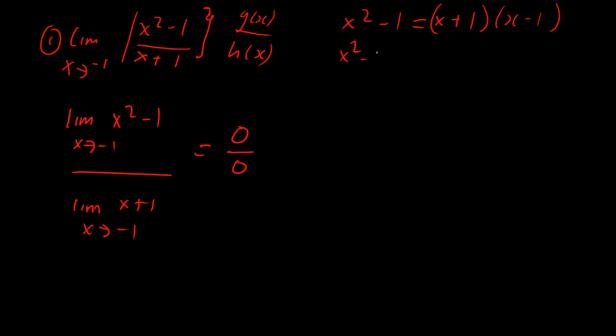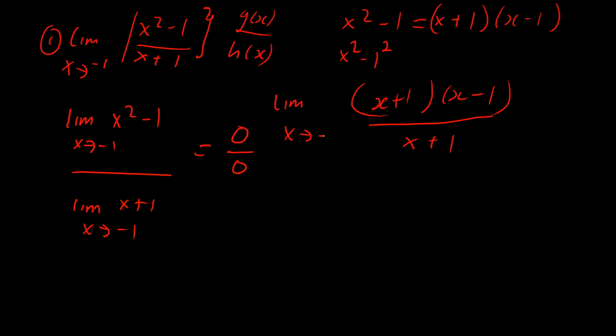Remember, x squared minus 1 squared is what has been written as this. And so this is basically a difference of two squares. And so these are the factors x plus 1, x minus 1. So if we substitute back to the function, we are going to have x plus 1, x minus 1 all over x plus 1. And we have to find the limit as x approaches negative 1 of this whole function.